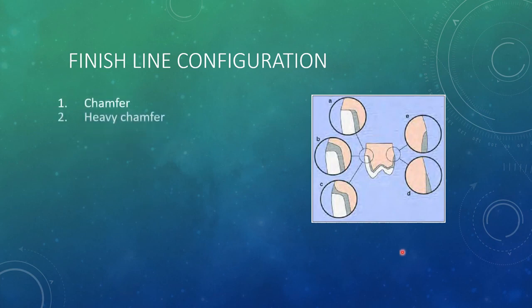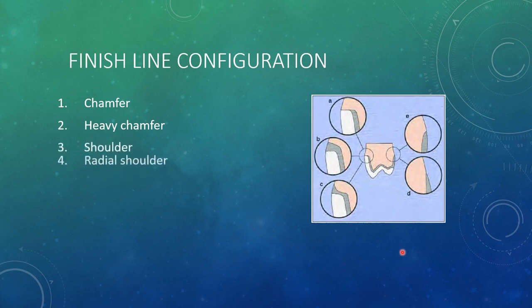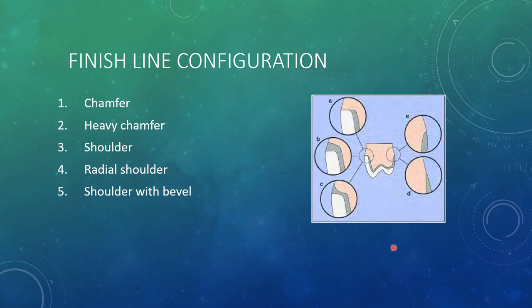Coming to the finish lines, guys. Finish line configurations are as follows. That is chamfer, heavy chamfer, shoulder, radial shoulder with bevel, and knife edge.